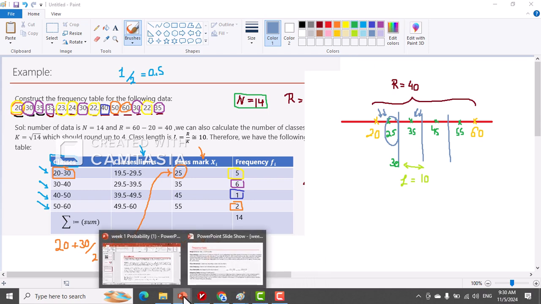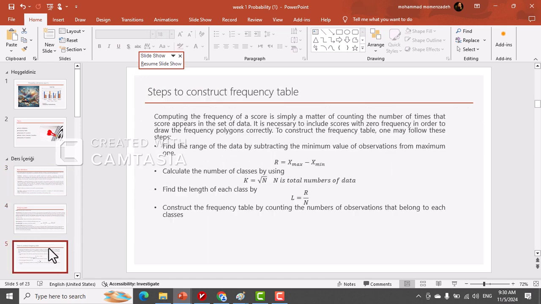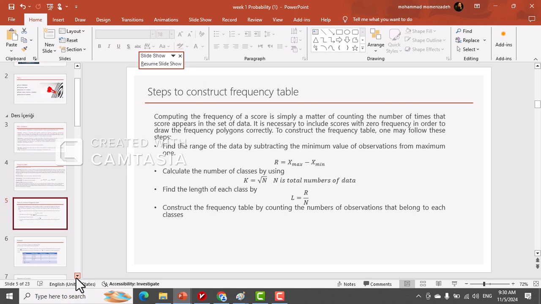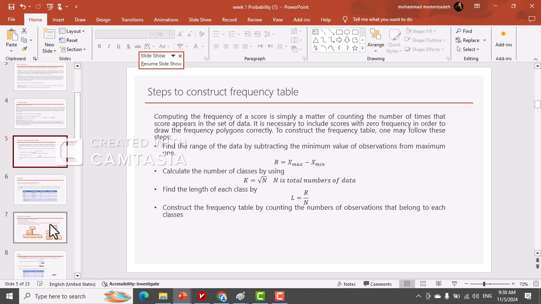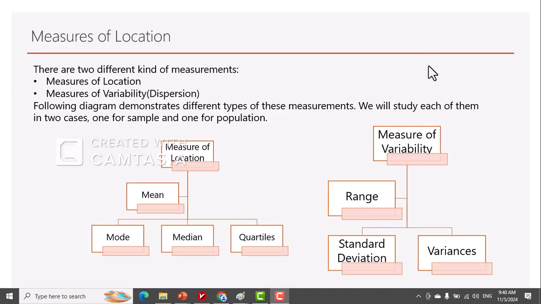If we take a look at the next slide, we can see the frequency tables, as I said, and I explained how you can construct the frequency table. The steps are written over here. You can take a look at it, and in the next step we should discuss the measures of location. Up to this point, we have constructed our first frequency table successfully. Right now, we want to talk about the measures of location.